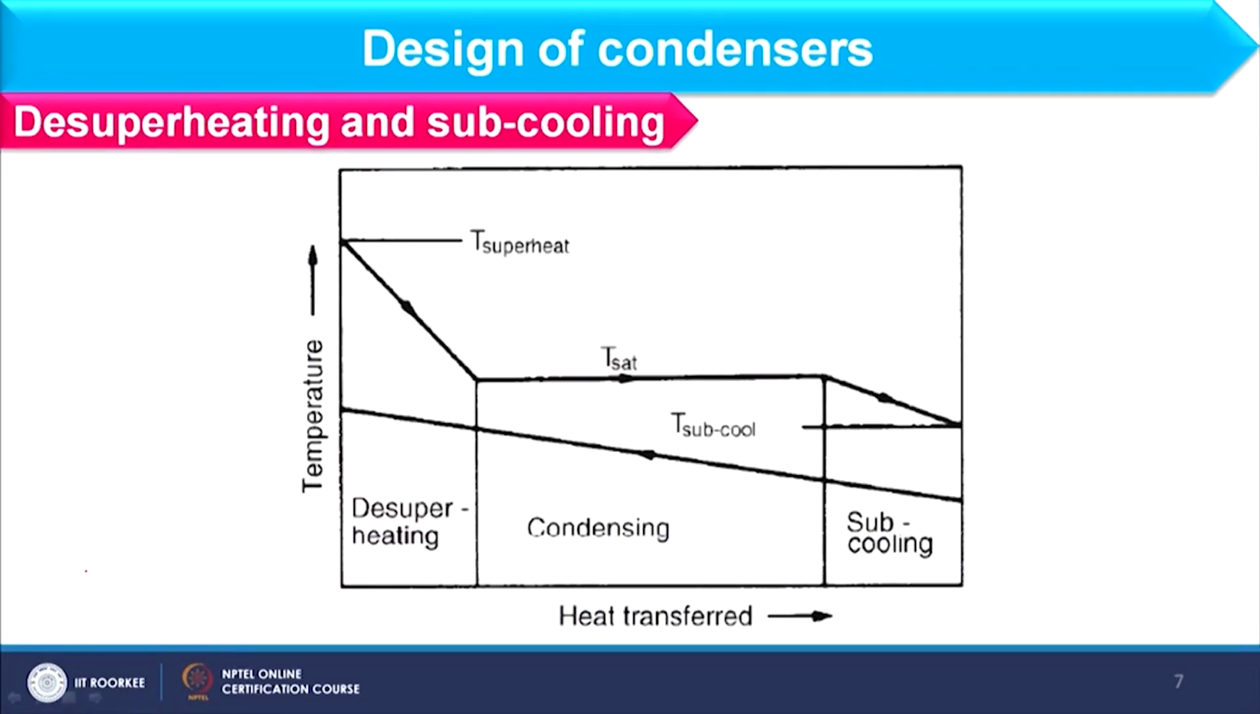Next we will consider another factor about condensers. Usually the expressions we have discussed are based on the condensation process only. However, in actual industry, when the vapor exits a particular equipment and enters the condenser, it passes through a complete pipeline. In that pipeline heat loss must occur, and when the vapor enters the condenser, it should be at saturation condition, otherwise condensation will start in the pipeline only.